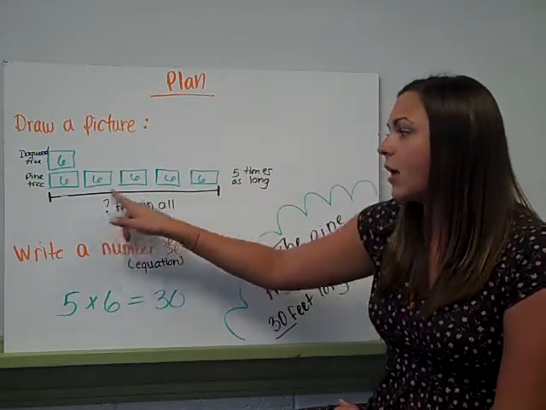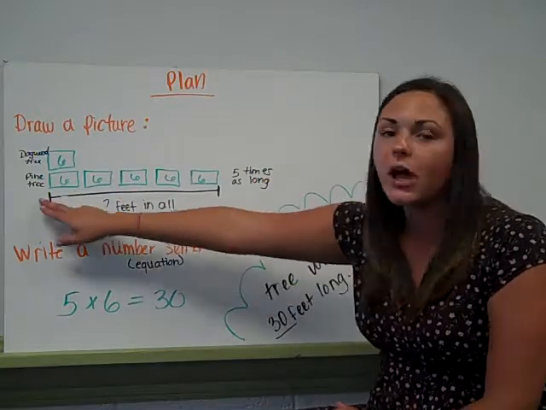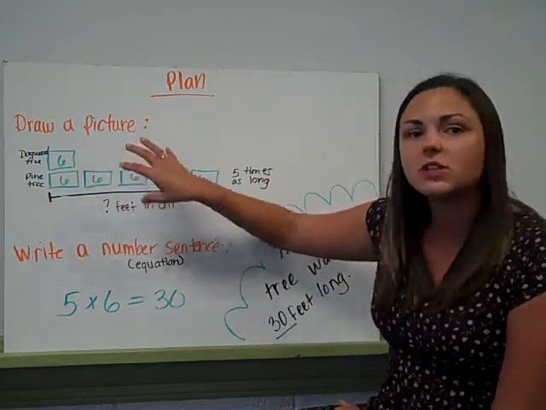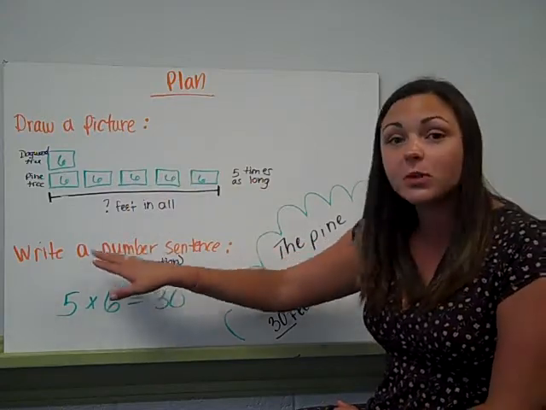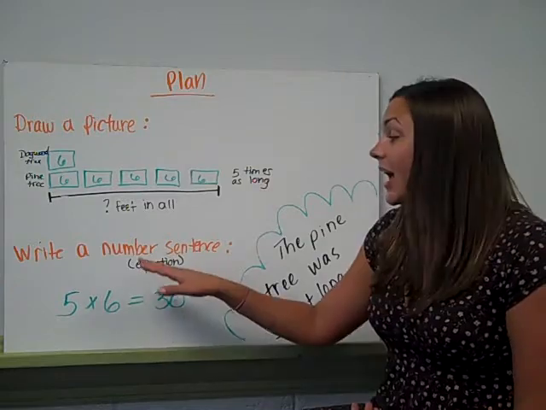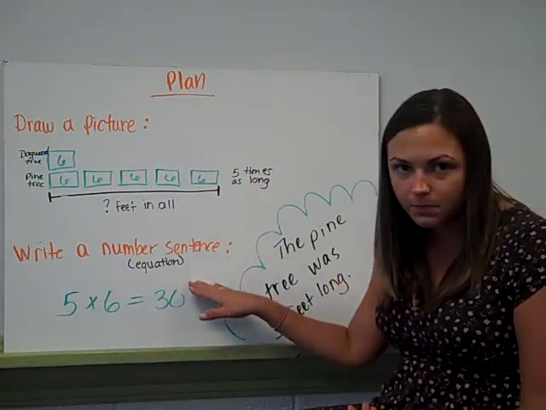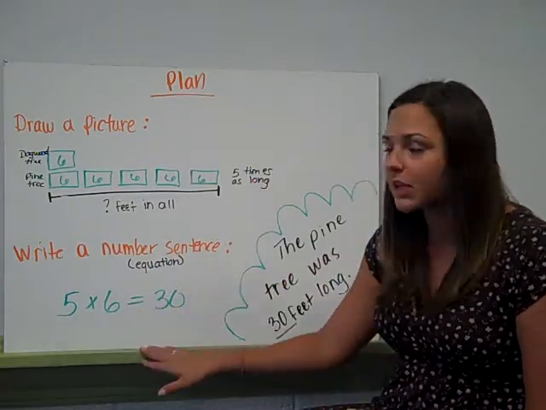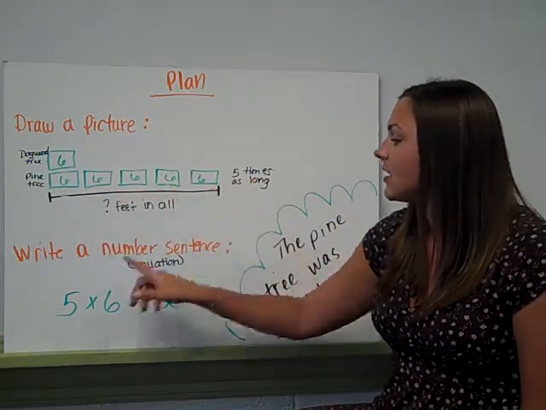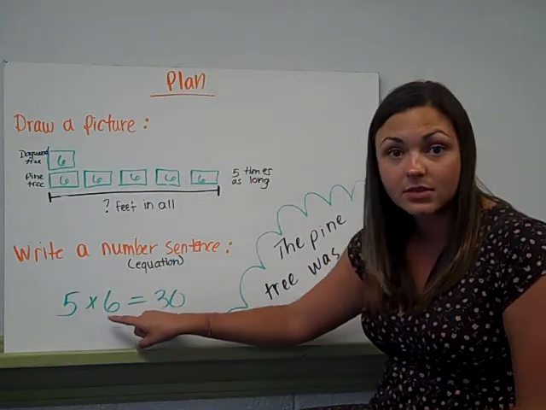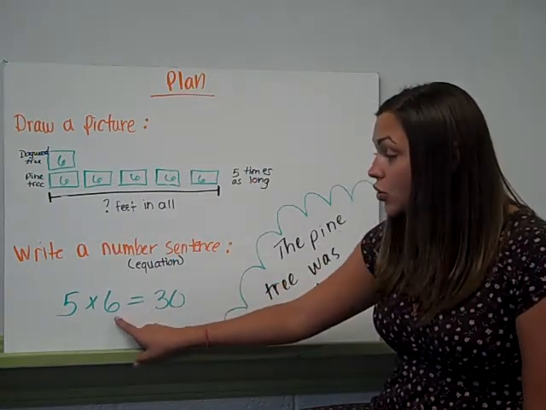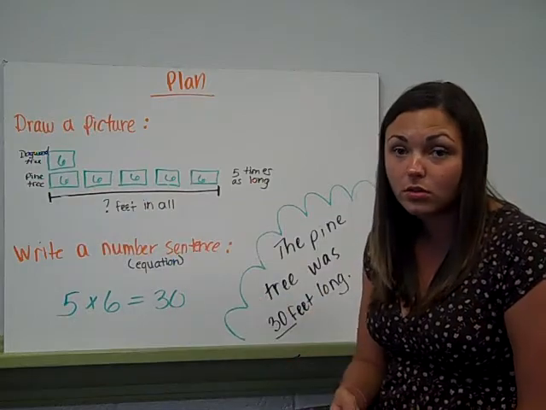Then I'm asked to find how many feet in all is the pine tree. Taking this picture, I can now transform this picture into a multiplication number sentence, or what we want to call in 4th grade a multiplication equation. My equation could be, if 1 is 6 and I'm doing 5 times 6, then I have 5 times 6. 5 times as many as one tree that is 6 feet tall.